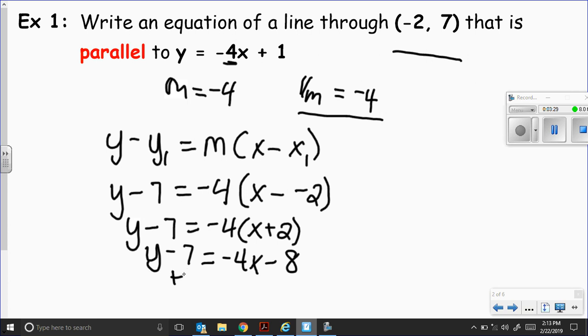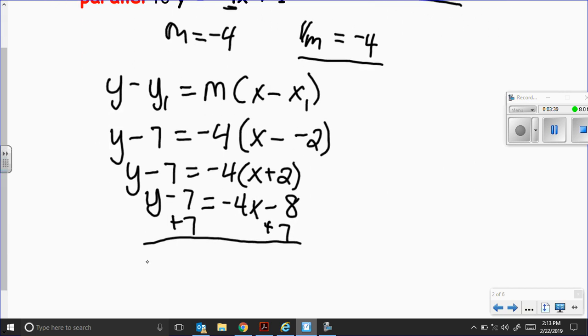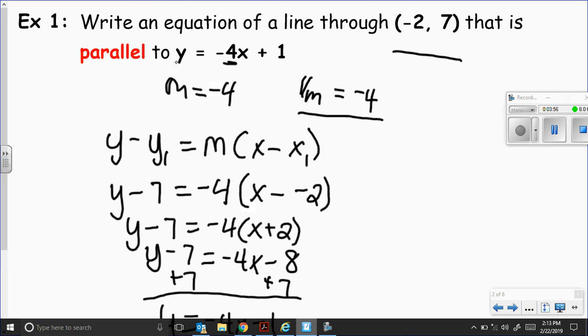And now solve for y. And so we're going to move the negative 7. We're going to add 7 to both sides. So now we get y is equal to negative 4x minus 1. And so now this equation, y is equal to negative 4x minus 1, is an equation that's parallel to the line y equals negative 4x plus 1, but goes through the point negative 2, 7.